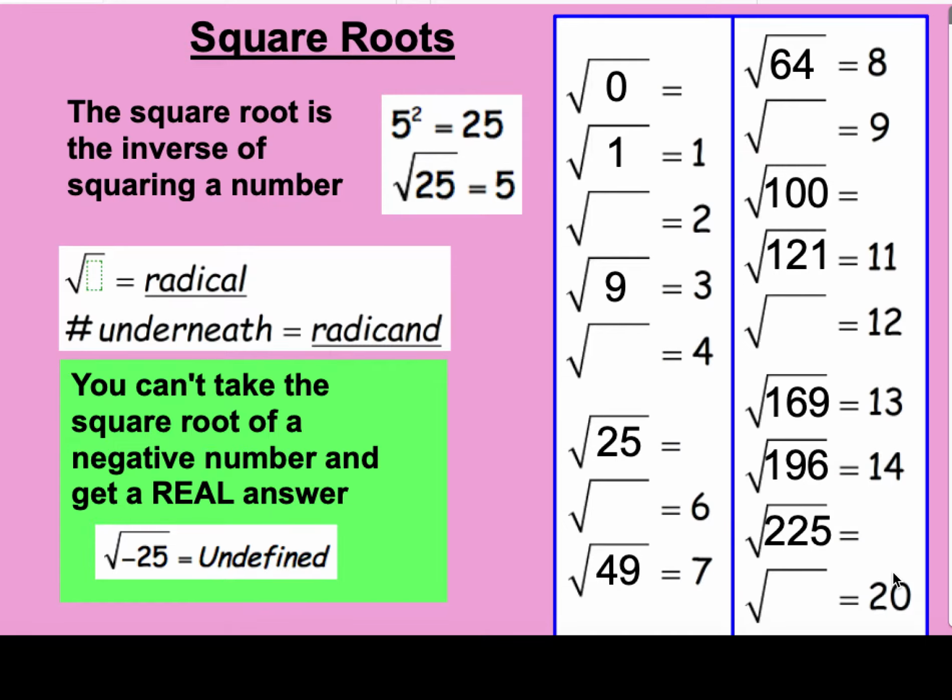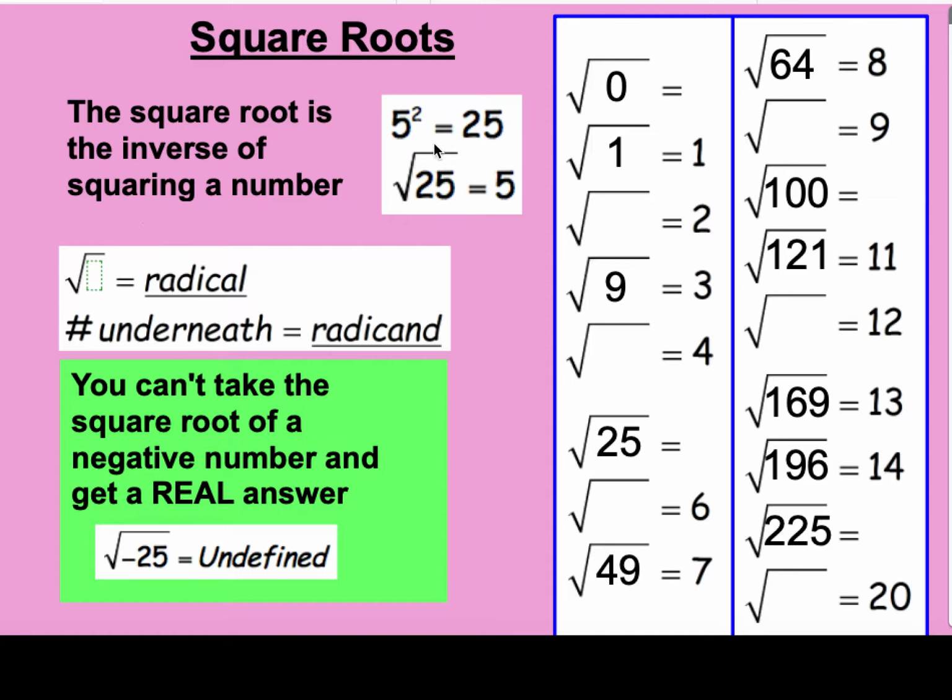Okie dokie, let's go ahead and make a video here about square roots. Square roots are just a way of undoing squaring a number. The square root of a number is the inverse of squaring it. So if we know that 5 times 5 is the same thing as 5 squared, and 5 squared is 25, the square root of 25 would be 5. The square root just sort of undoes that.